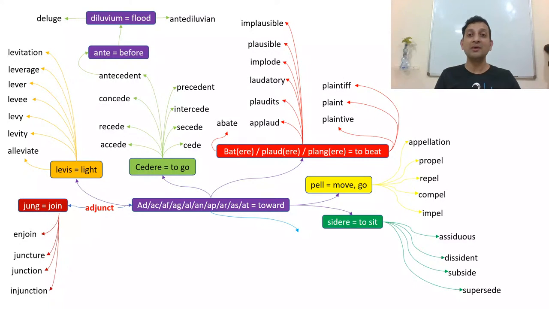Plangere, to beat. Plaintive, very sorrowful, very mournful, very sad, as if somebody is beating his or her chest and then singing that song. That's a plaintive cry or a plaintive song.